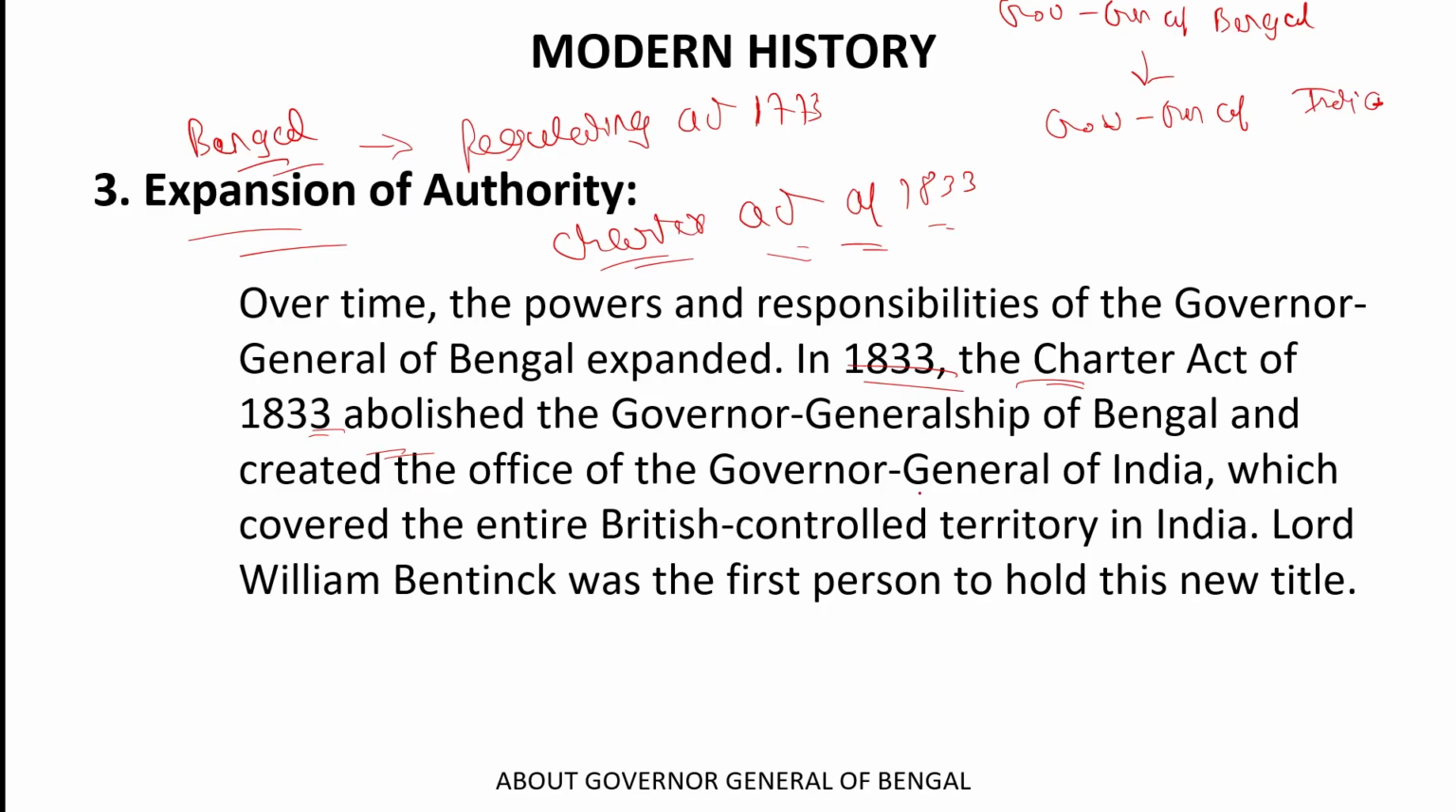So now we can say they were not only controlling the eastern part of India, but now they are trying to cover the entire India. That's why they replaced the position from Governor General of Bengal to Governor General of India, which is evidence that their authority and power was expanding. They are not only limited to Bengal right now, but expanding towards other parts of India as well. So remember the acts. Governor General of Bengal was introduced through the Regulating Act of 1773. Governor General of India was introduced through the Charter Act of 1833.